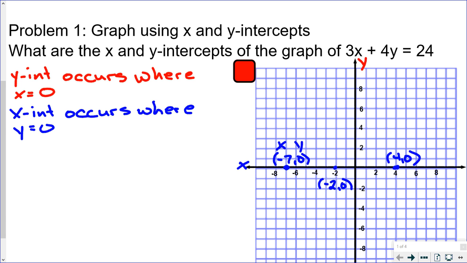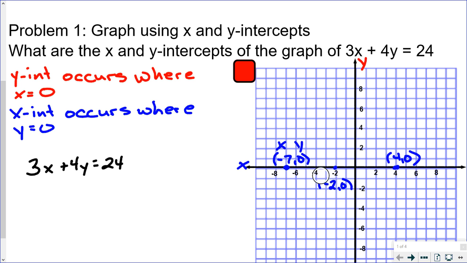Okay, so in other words, if we want to find the y-intercept of an equation, plug in 0 for x, and then solve it for y. If you want to find the x-intercept, plug in 0 for y, and solve the equation for x. And I'm going to show you a real easy way to do that. So 3x plus 4y equals 24.